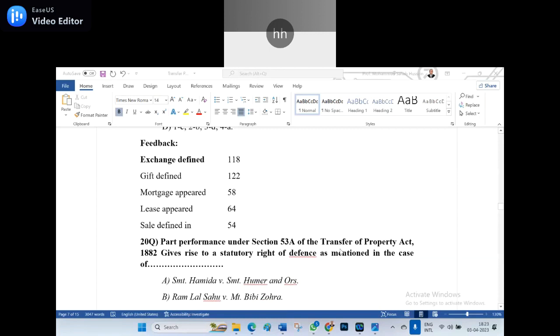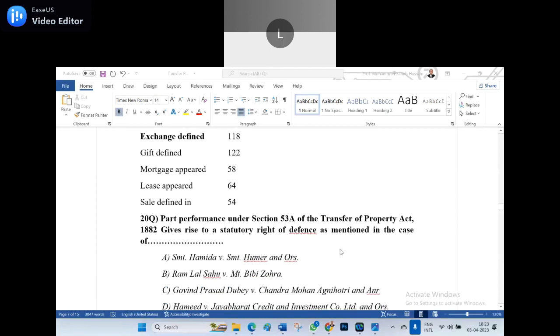Is it clear? Yes, sir. Please, define is different, appear is different. It may appear in any section, the lease, any section. The first appearance. Define means clearly a definition. So in the exam, they will confuse you. Please make this very clear. I intentionally kept it: mortgage appeared, not defined. That's why I clearly wrote gift defined, exchange defined, mortgage appeared, lease appeared, sale defined. Is it clear?